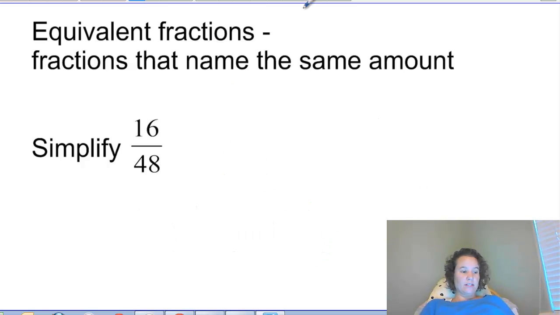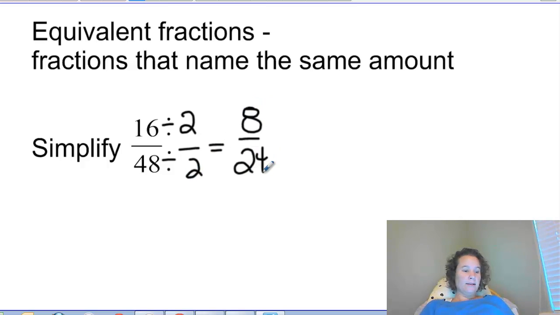Now another way of reducing 16/48 to simplest form or lowest terms is to just start dividing it by numbers that I know will divide evenly into 16 and 48 but aren't necessarily the greatest common factor. So for example, I could start out dividing 16 and 48 each by 2. I know that they are both divisible by 2, and I would get 8 over 24. And I know that 8 and 24 are both divisible by 8. So I could divide both of these by 8.